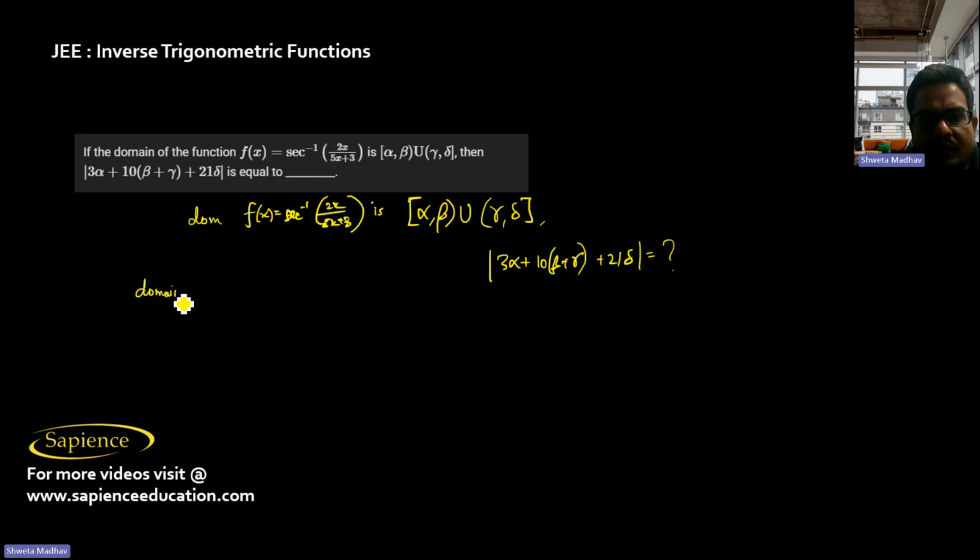So we know that the domain of sec inverse x is nothing but x should be R minus (-1, 1), which means that x should be either less than or equal to -1, or x should be more than or equal to 1.